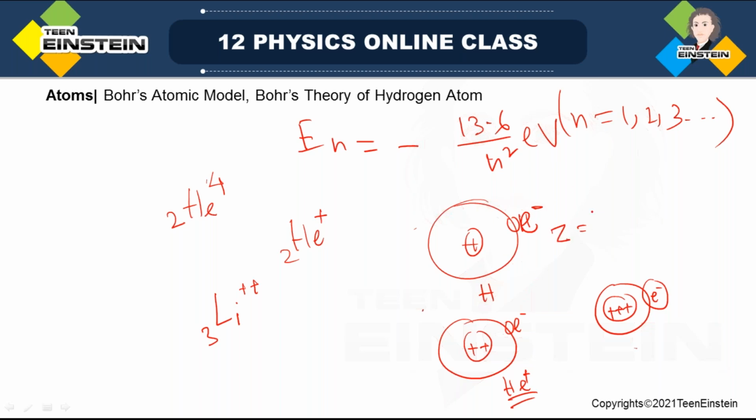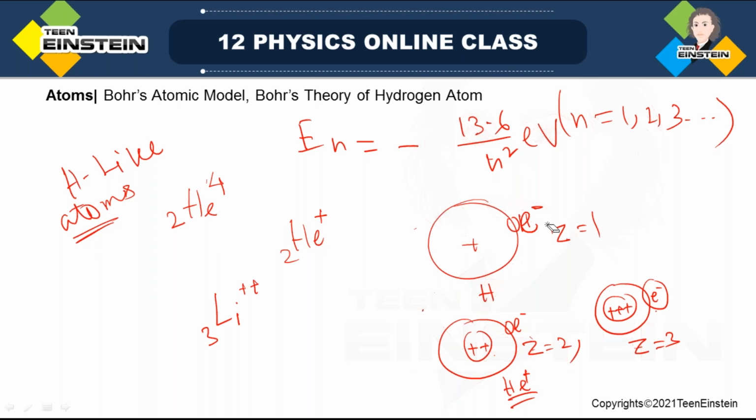So these are the ions which are called hydrogen-like atoms. They have a Z number. Hydrogen has Z is equal to 1, helium has Z is equal to 2, lithium has Z is equal to 3. But the singly ionized, doubly ionized, triply ionized ions have only one electron in the outer orbit. That's why these are called hydrogen-like atoms. So for hydrogen, in the expression we have just put Z is equal to 1.